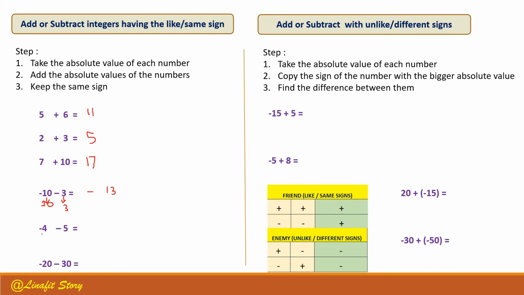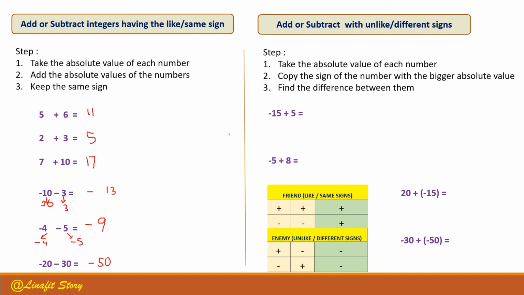How about negative 4 minus 5? You have negative 4 and then you have another negative 5. So the total is negative 9. Negative 20 minus 30. You have negative 20 and you have another negative 30. So the total is negative 50. So subtracting a negative is the same as adding.